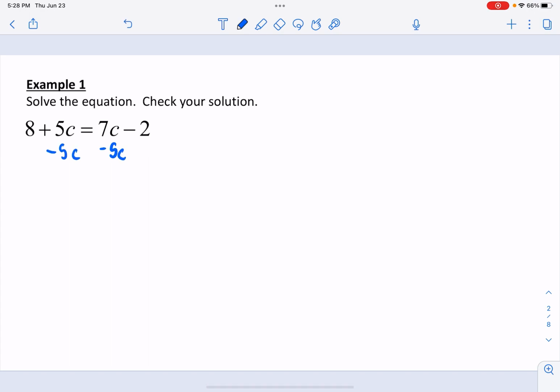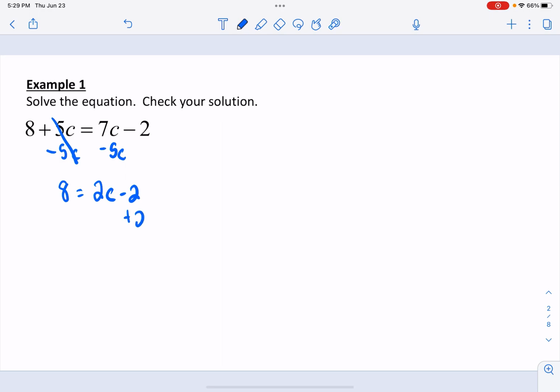The reason I do that is it cancels out. 7 minus 5 is a 2c minus a 2. Now, the reason I did that is because I looked at these variables and I said 5c, 7c. If I subtract the 5 over, that's going to get me a positive 2. If I were to subtract the 7 over to the 5, then I would have a negative, and I don't want to try and deal with negatives.